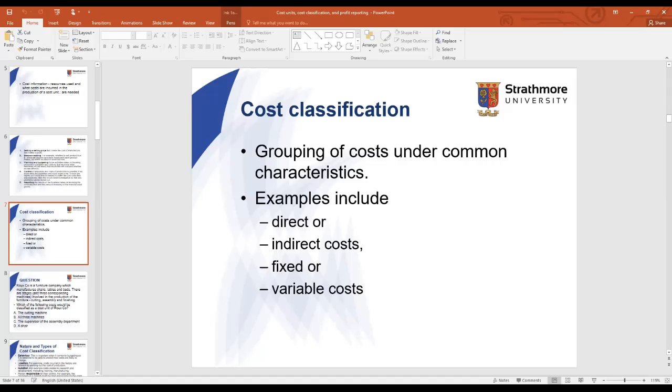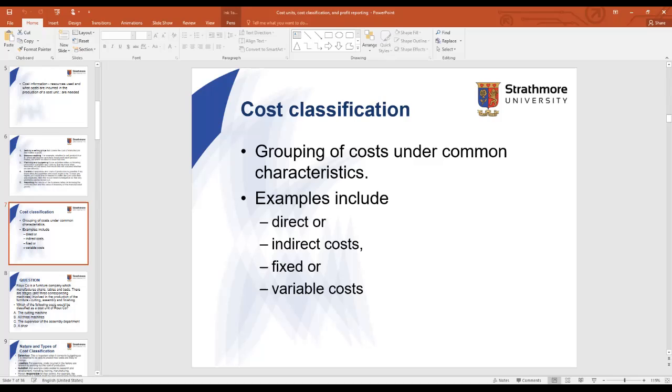Like in the case of rent, if you have a factory, whether you produce 10 units in the factory or more, the rent you pay per month is the same. It doesn't matter whether you produce more units or fewer units. The rent you pay remains the same. That's therefore a fixed cost.